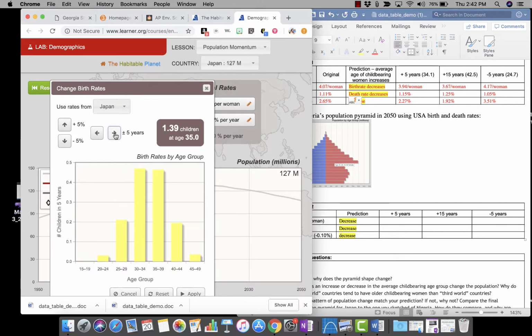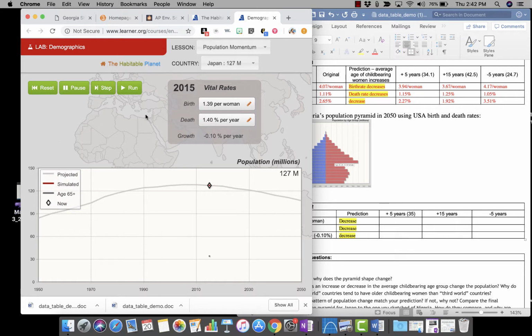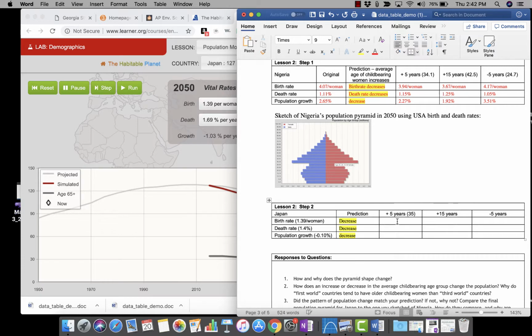So age 30, we're going to add 5 years. That's going to be 35. I'm going to apply that, and let's go to 2050. Okay, so let's see. Our birth rate is 1.39. So that stayed the same. Our death rate actually went up, and our growth went down even worse.